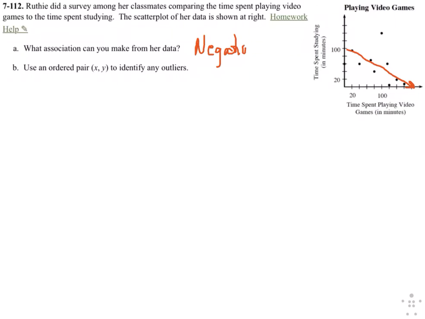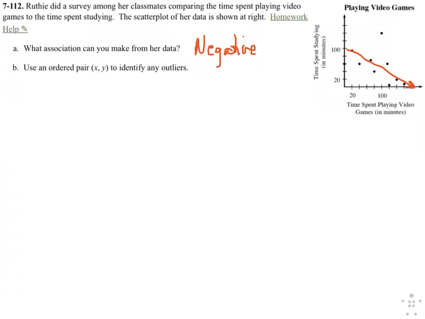And again, I know if you're reading the book they will want to know if it's moderate or if it's tight. I'm okay if you just say it's a negative association or it's a positive association or there's no association.